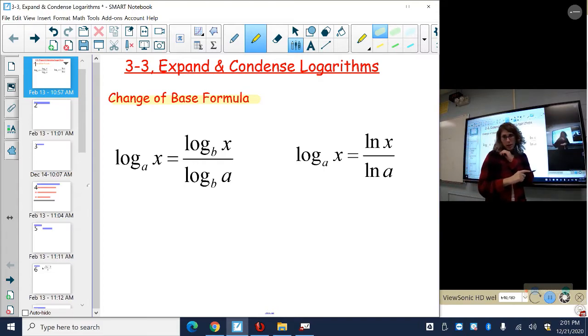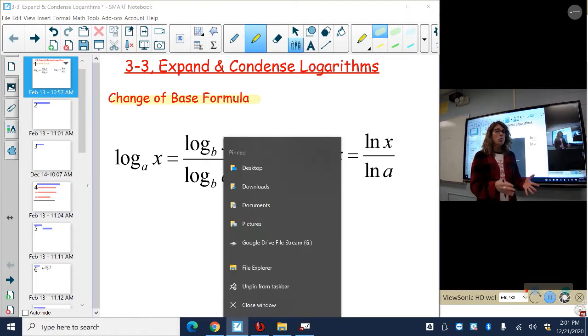Way back in the day, the change of base formula was given, and the reason why it was given is because we were not able to calculate the base of just any logarithm. We could only calculate a base of e and a base of 10. If it was a base of 2, we had to use the change of base formula to make it go into a base of 10 or a base of e.